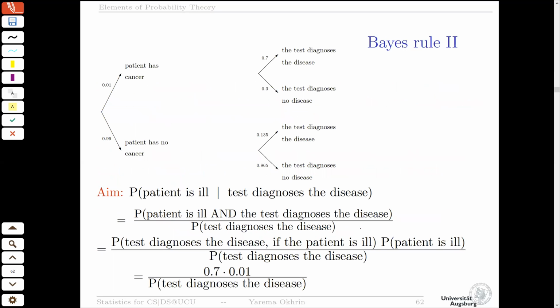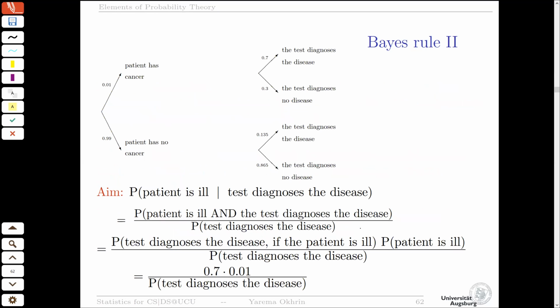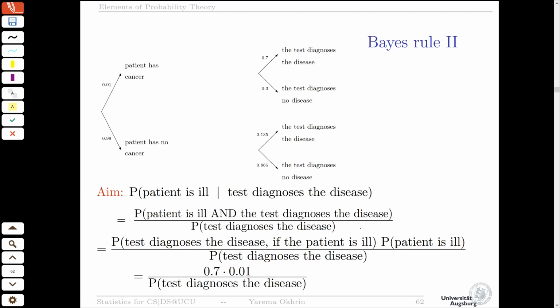So let us define the events. But maybe let's look at a diagram. The decision tree is a kind of easy way to decide these things. At the beginning, we have two choices: either the patient has no cancer or has cancer. We know that this probability here is 1%, because according to statistics, approximately 1% of all men between 40 and 50 do have cancer. And the probability that the person has no cancer is then 99%. So it's an a priori probability. It's like probability of A, and this is probability of not A.